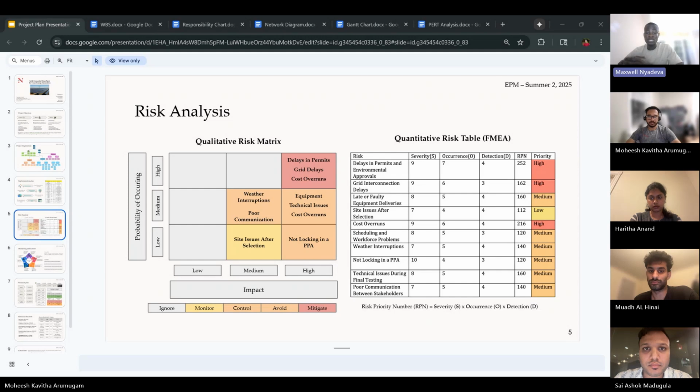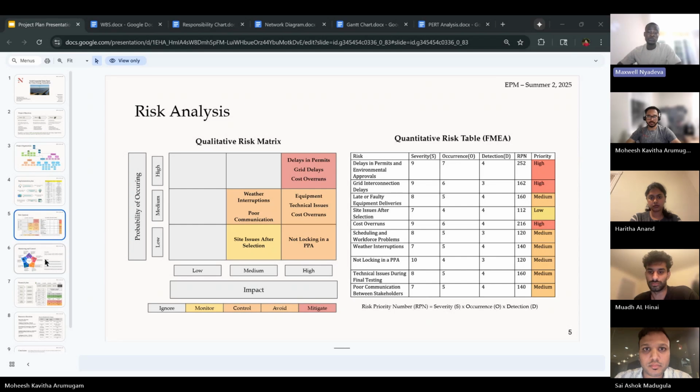The combination of these two approaches gives us both a numerical ranking for prioritization and a visual strategic framework for deciding our responses. The goal is to ensure risks are not only identified but also addressed appropriately so that they don't jeopardize our scope, schedule, or cost targets.